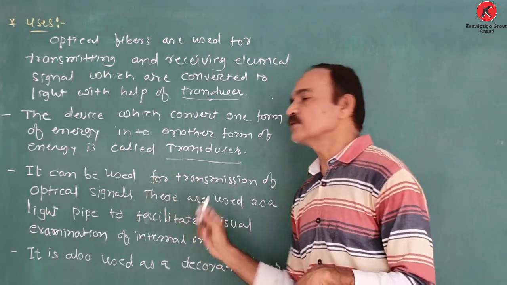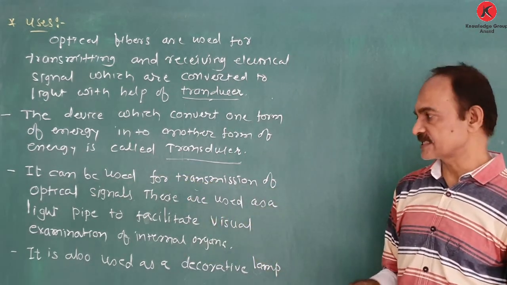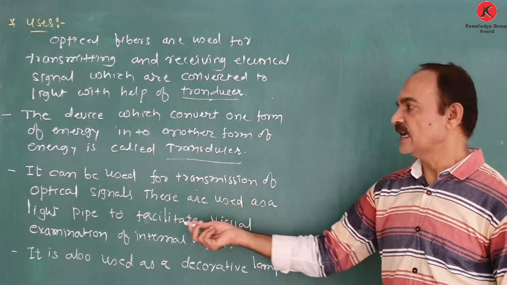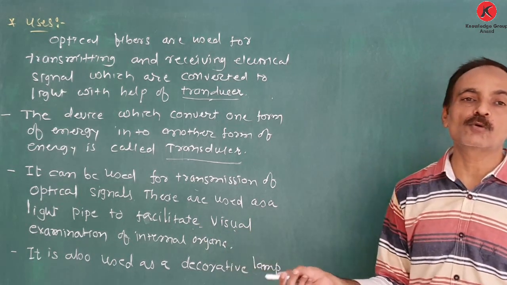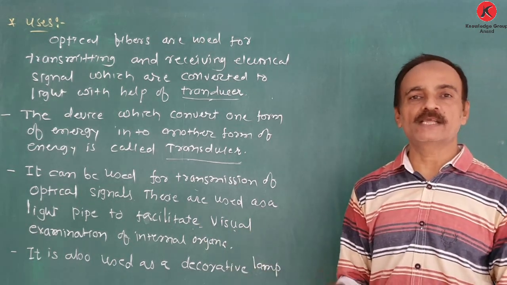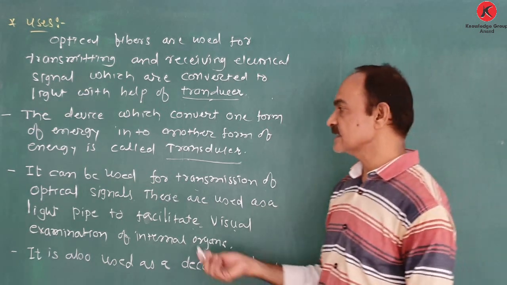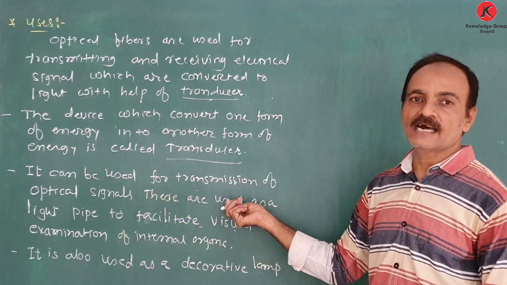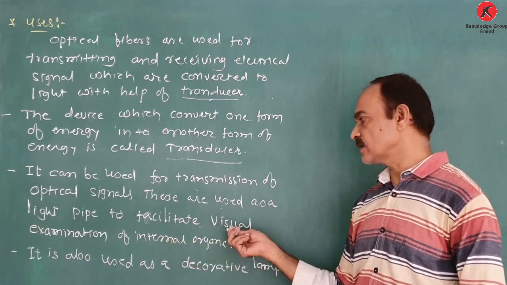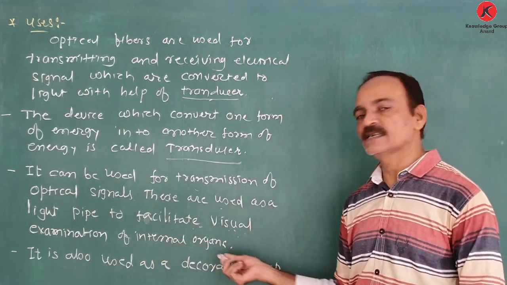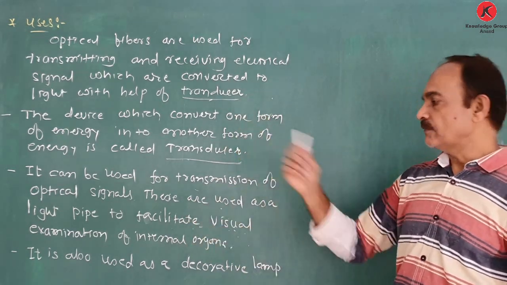Now, it is also used in medical sciences. It can be used for the transmission of optical signals. These are used as a light pipe to facilitate visual examination of internal organs. Now, what are the organs in our body, and how can we examine them visually? In medical science, for that purpose, the fiber optics are entered into our body with a camera, and we can visually check our internal organs. So that is the application of fiber optics.